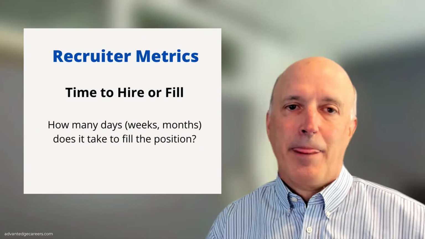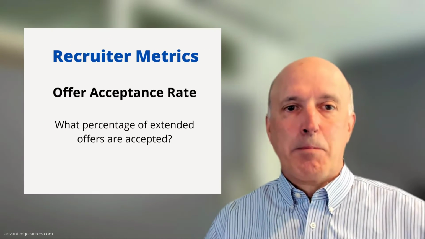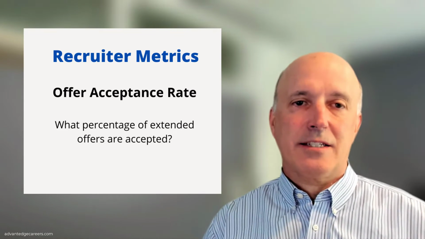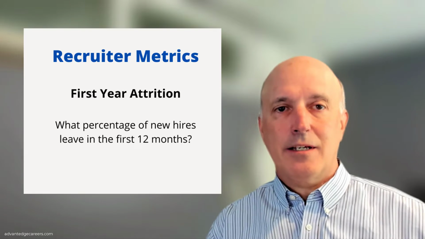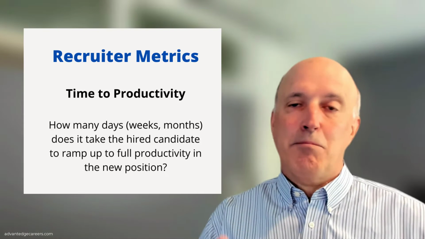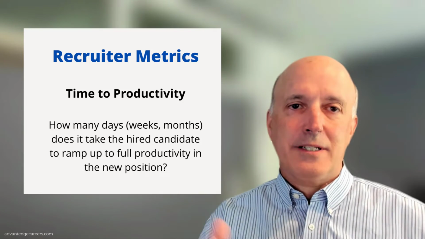Let's take a look at just a few of these recruiter performance metrics. There's time to hire or fill. How many days, weeks, or months does it take to fill the position? Less is better. Offer acceptance rate. What percentage of the offers that are extended are actually accepted? Higher is better. First year attrition. What percentage of the new hires leave in the first 12 months? Lower is better. Time to productivity. How many days, weeks, or months does it take for the hired candidate to ramp up to full productivity in this new position? Less is better.